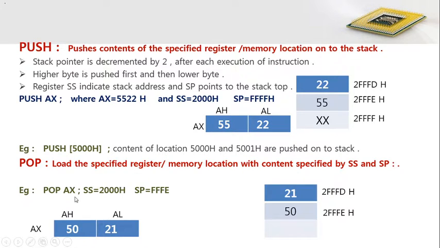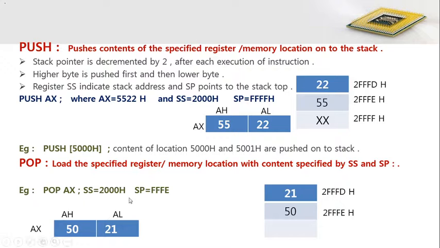Okay, for example, POP AX, SS with 20000H, SP with FFFE. So AX looks like this, AH with 50, AL with 21. For popping, we need to perform the pop operation here. That means we need to take bytes from the stack and load them into this AX register. That is the working of this pop instruction: fetch from, or pop from, the stack and load it into the AX register.